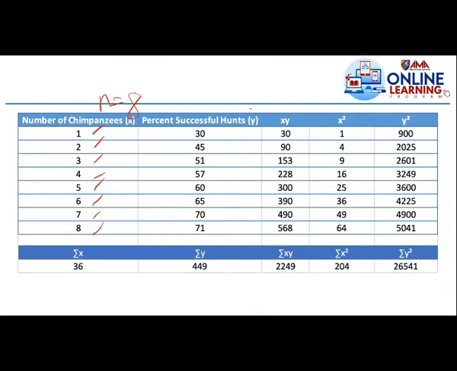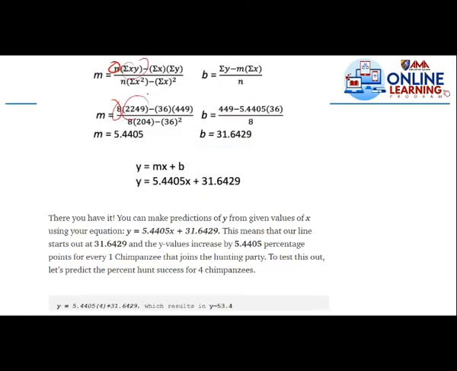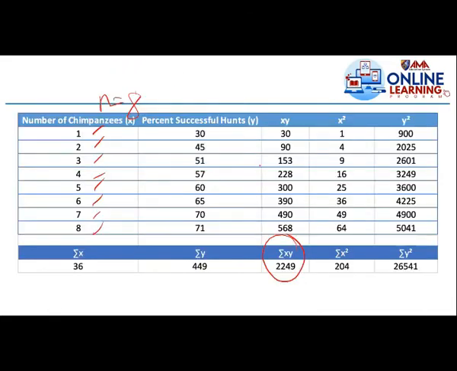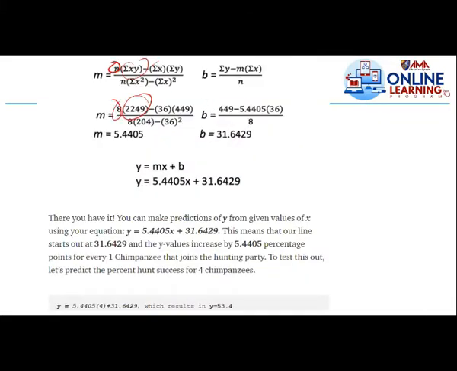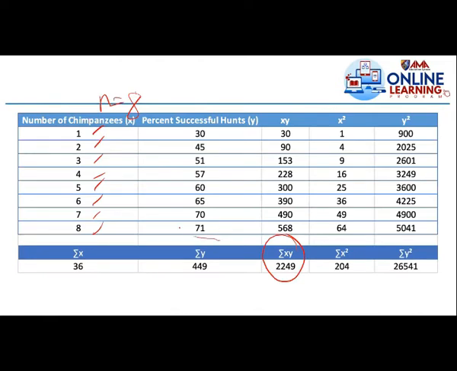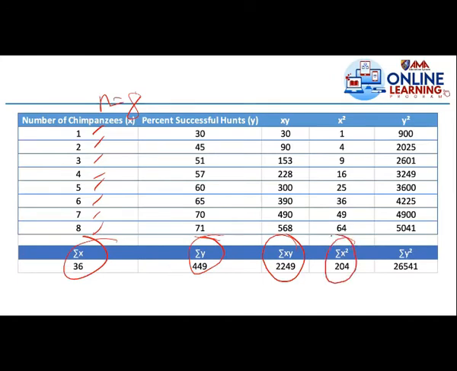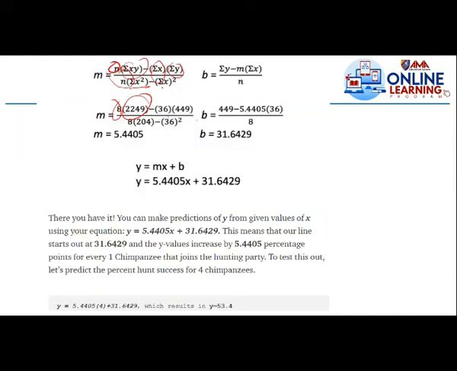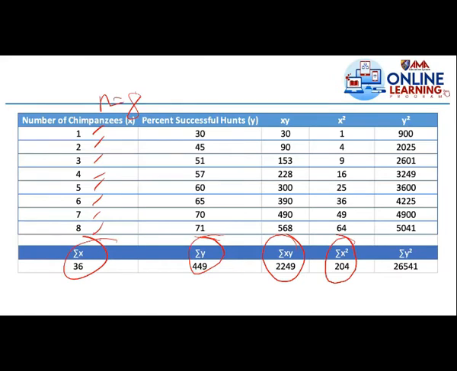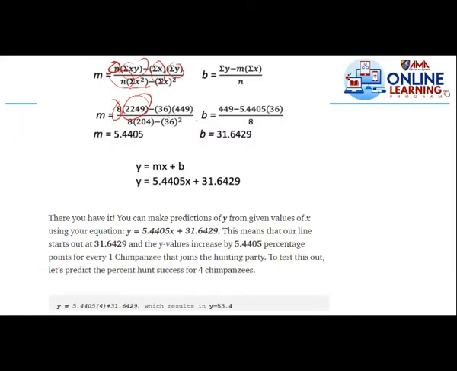Then, the summation of xy, ito. Sinubstitute dito, 2,249. Then, summation of x, ito. Then, the summation of y, ito. Sinubstitute lang dito. Then, sa baba, n natin is 8 pa rin. Yung summation of x squared natin, balik tayo. Ito, 204. Then, ang summation ng x natin is 36, then ni-raise that 2. So, we got the slope 5.4405.